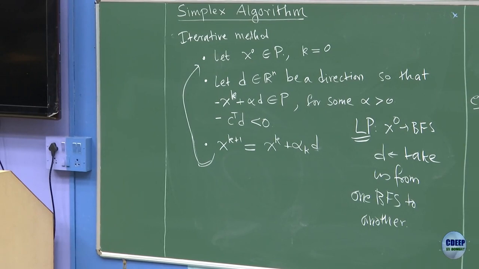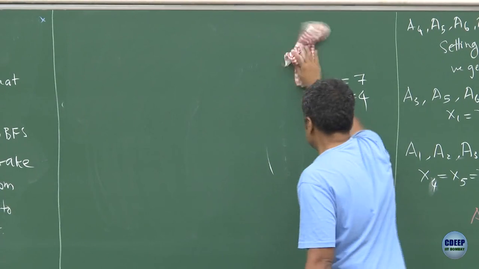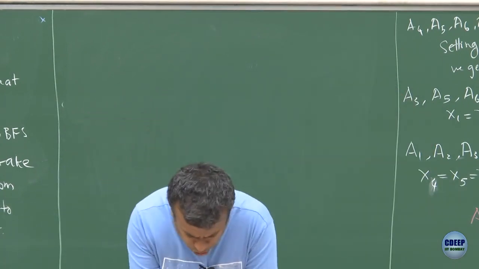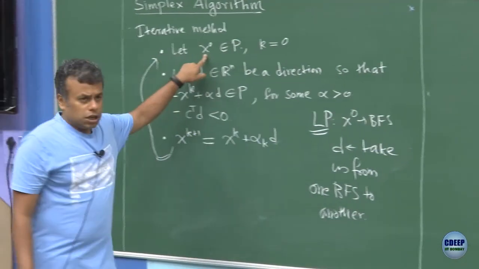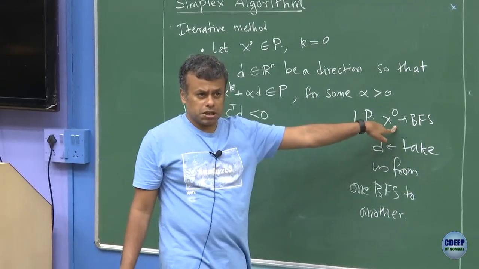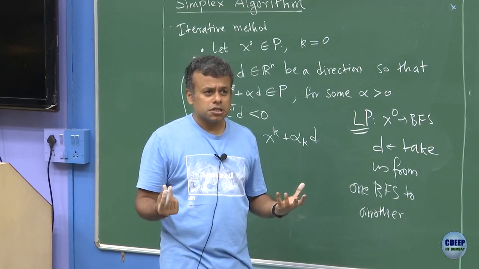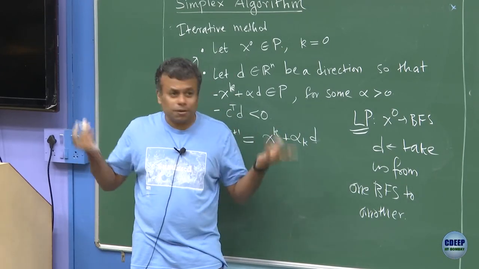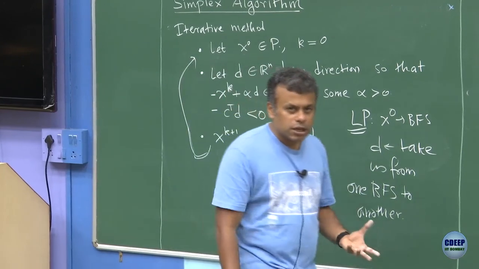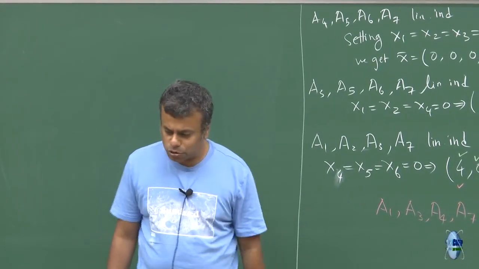So if we were to look at two-dimensional LPs, we will see how it works. We won't completely prove the theorem. The theorem says that if you give me an initial basic feasible solution to start with, I can run the simplex algorithm in such a way that if it has an optimal solution, the simplex algorithm will find the optimal solution in a finite number of steps. It's not going to keep on going forever.